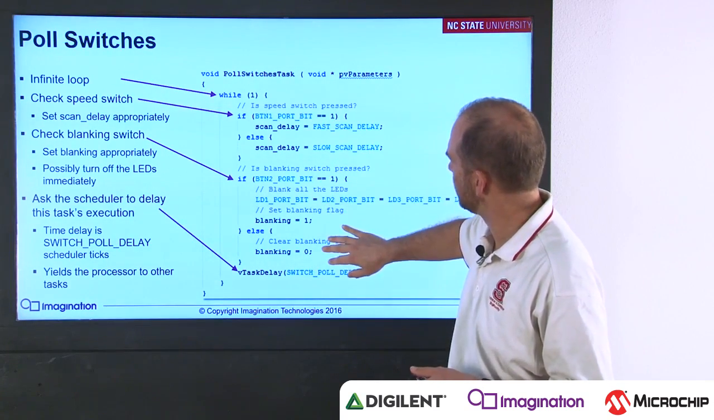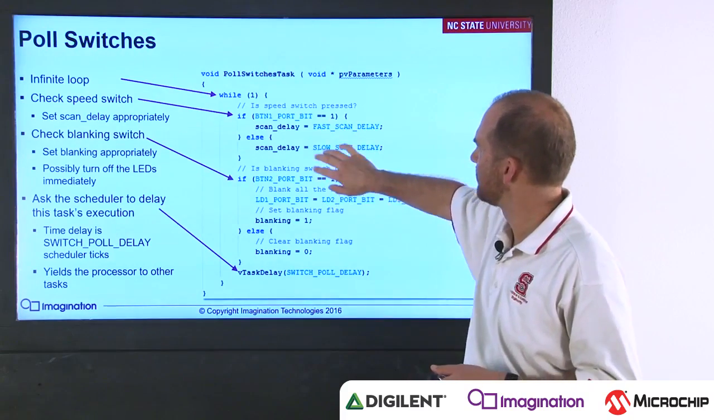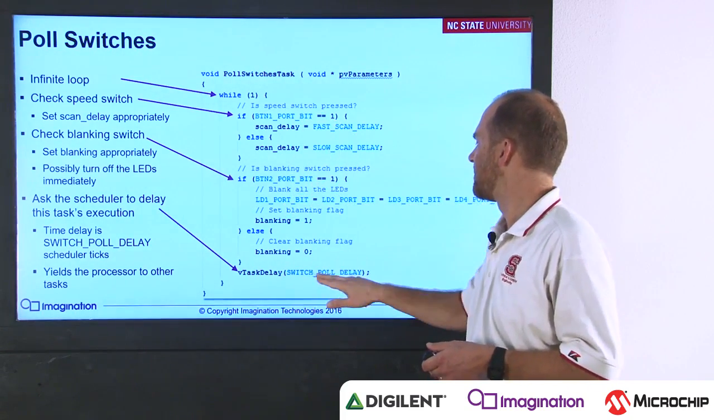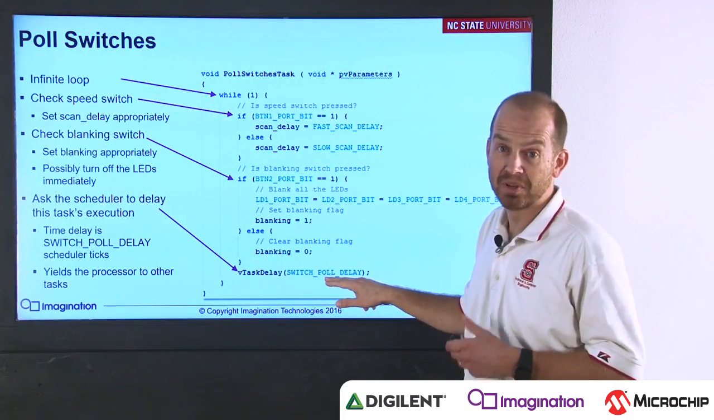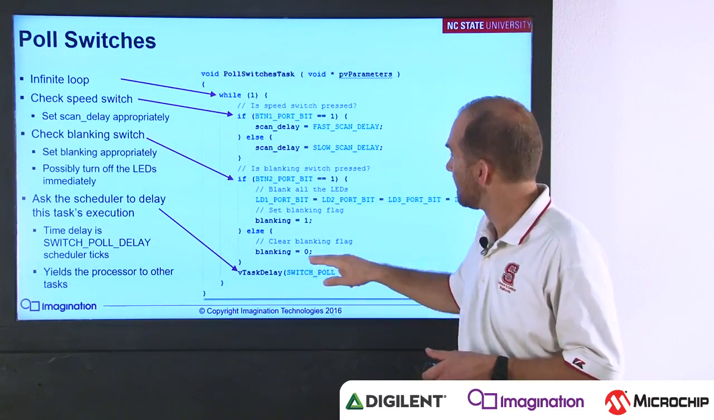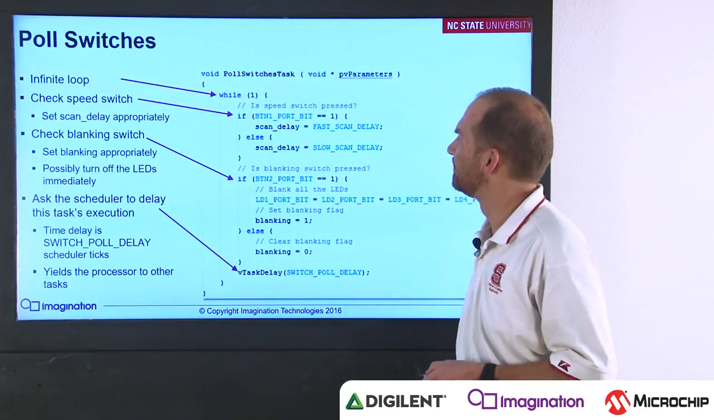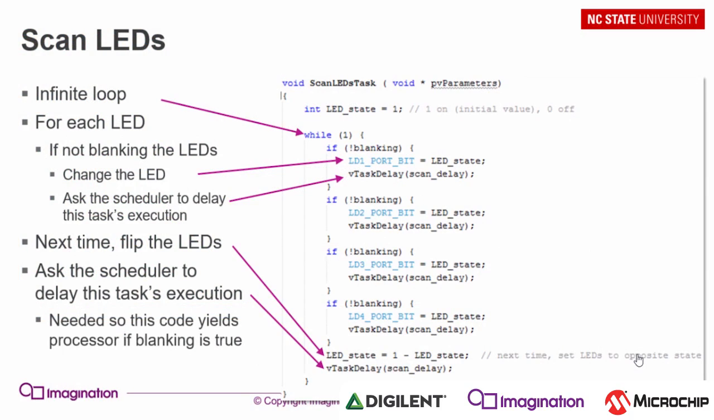Here's the pull switches task. We check to see if the switches are pressed. We update the variables, and then we call this vTaskDelay function that waits for some time until it's time to read the switches again. The scan LEDs function looks like this.